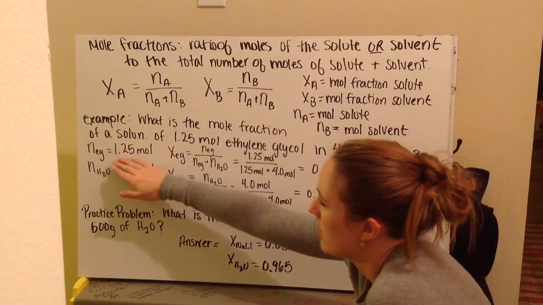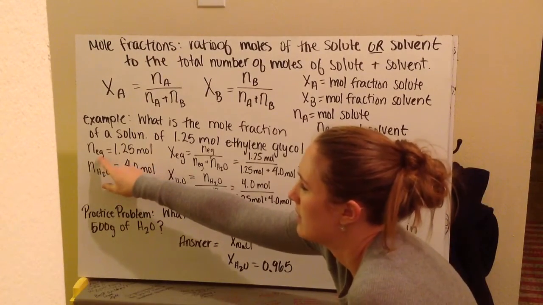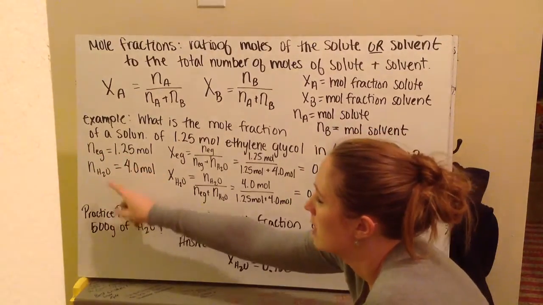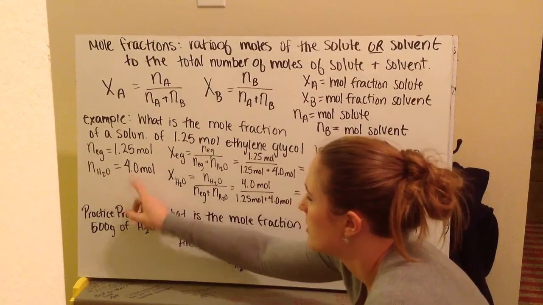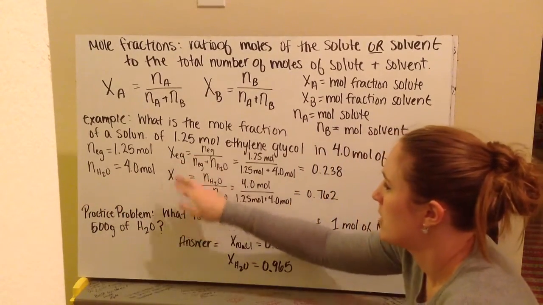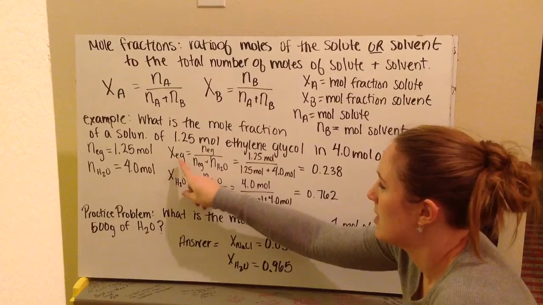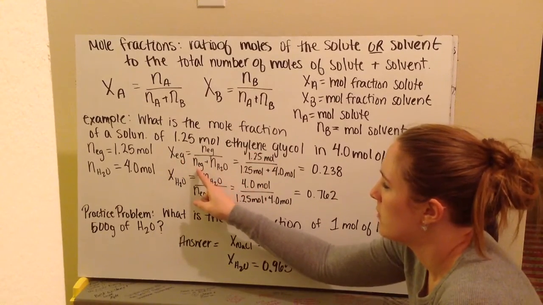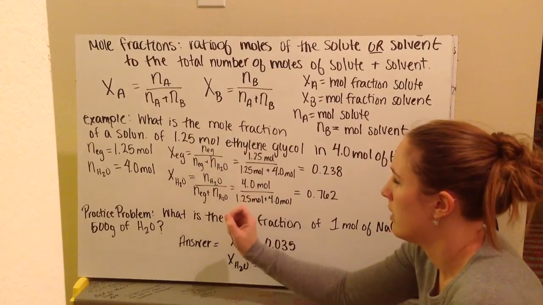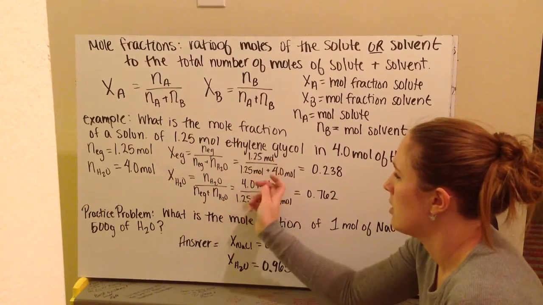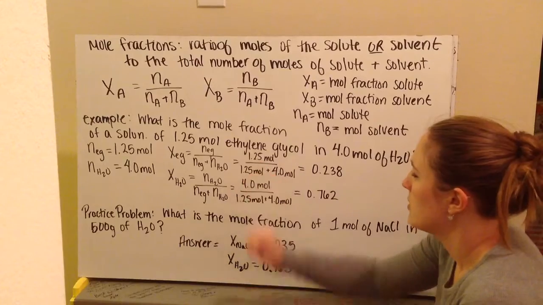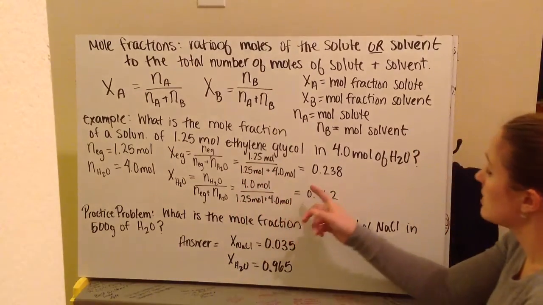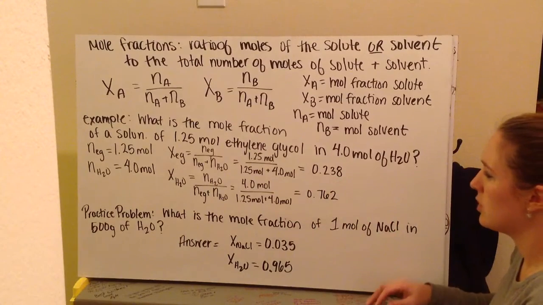We need to label our variables. We have moles of ethylene glycol, just abbreviated EG, of 1.25 moles. Our moles of water is 4.0 moles. We set up our equations. Our mole fraction of ethylene glycol is going to be our moles of ethylene glycol divided by our moles of ethylene glycol plus our moles of water. We put in our numbers and units. 1.25 moles divided by 1.25 plus 4 moles gives me a mole fraction of 0.238.